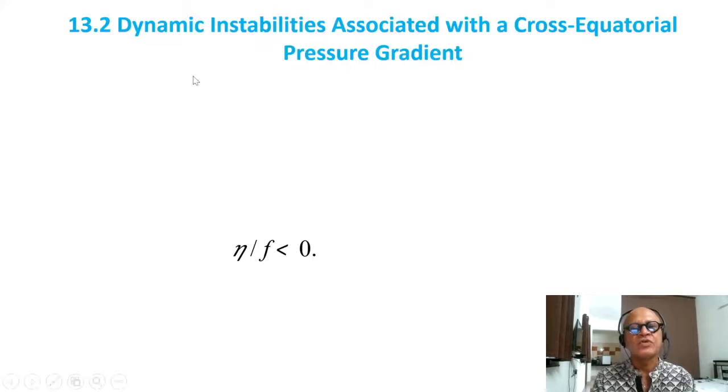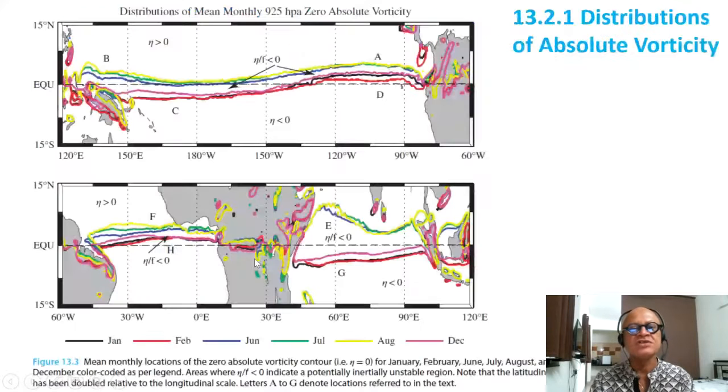So to head towards that, we need ideas on the dynamic instabilities associated with the cross-equatorial pressure gradient, which we have argued already is important for advection of absolute vorticity. So we're going to create instabilities by eta or f being less than 0. So we said wrong signed vorticity being advected across. So eta is zeta plus f, which is the total vorticity. And distributions of absolute vorticity tell you the complexity of the story.